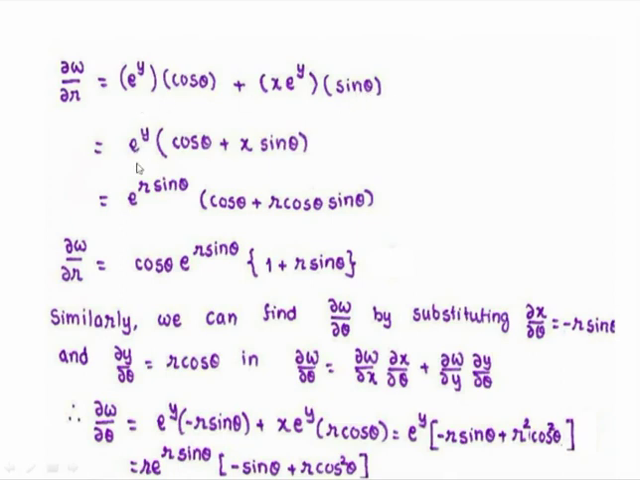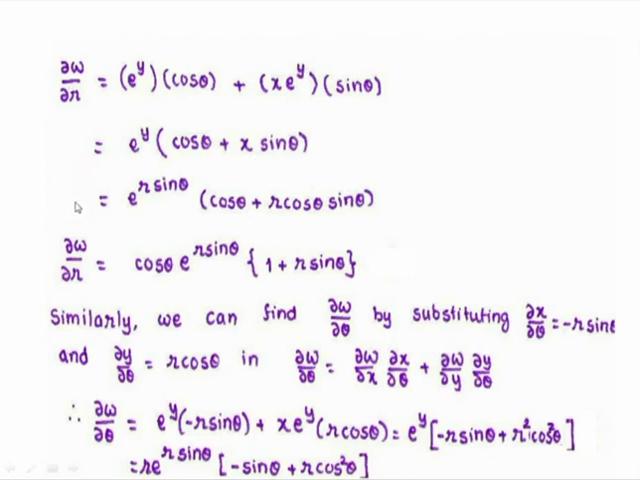So simplifying this, e raised to y is a common factor from both the terms, so del w by del r is equal to e raised to y times cos theta plus x times sin theta. Now we substitute the value of y as r sin theta and the value of x as r cos theta.